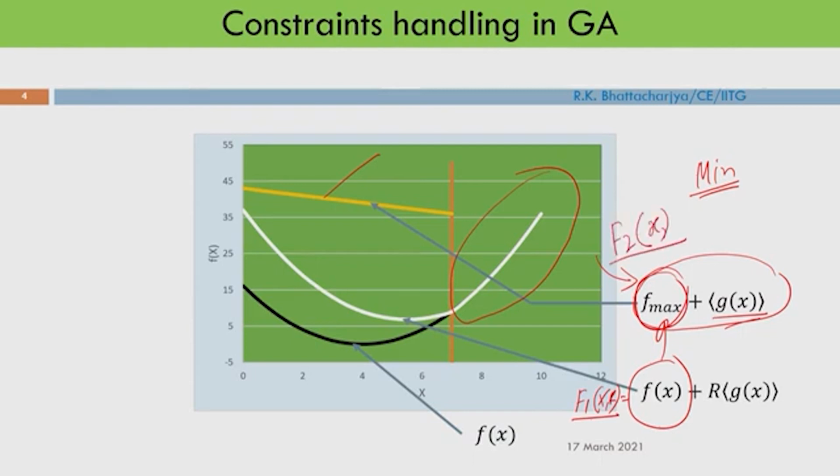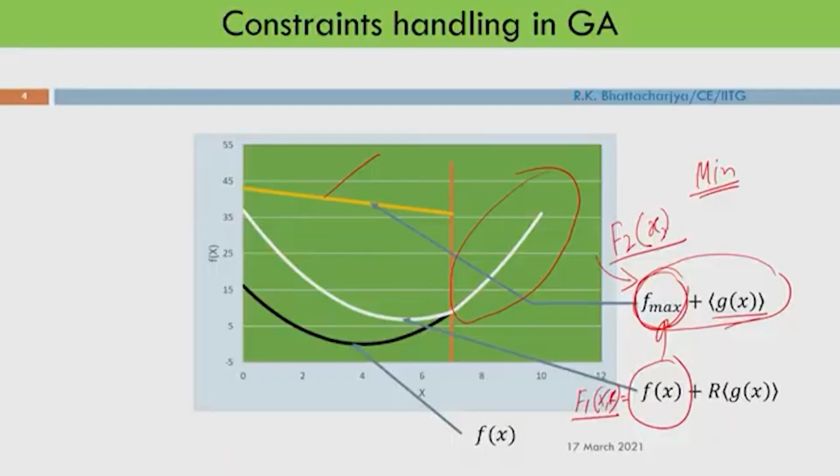So, in this case there is no penalty parameter. In case of the classical method, we have used a penalty parameter, but here there is no penalty parameter, and we are just using f max plus g(x). So, I am getting this function. I can say that this is my f2(x), and this particular function is f1(x, R). We have a penalty parameter in this case, but in this case we do not.